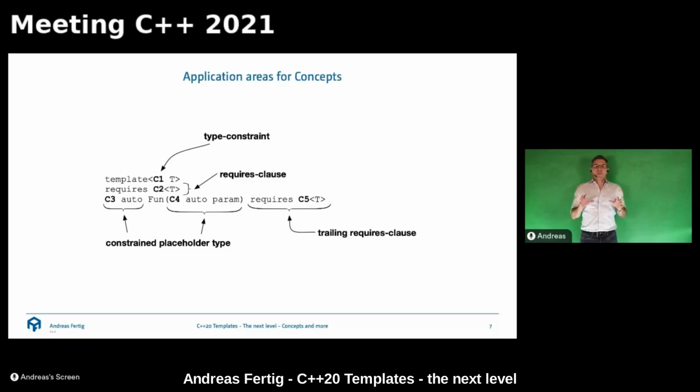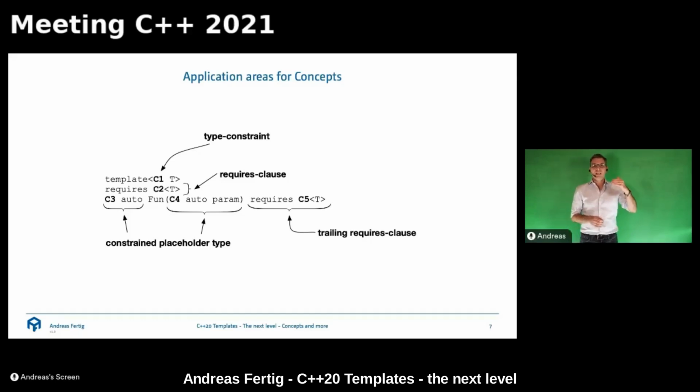Now, here are the different application areas for concepts. We can use them as illustrated in C1 in the template head as a type constraint. And there they replace the typename or class. So upfront, we can start being very specific and say in our template head what subset or what constraint type this template at this point requires. Okay, we don't have to go down. There is no static assert that way too late tells us, well, the type is not really wanted here. We can say this initially. That helps a lot because it's also documentation.